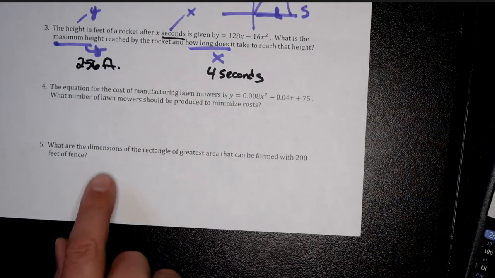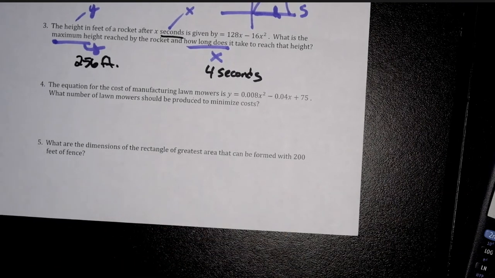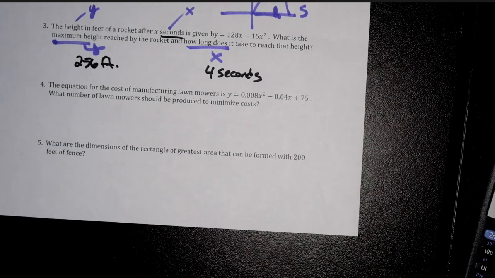Now, if we look at number 4 here, no, sorry, that was number 4. Let's look at number 5 now. Number 5 looks like this. It says, what are the dimensions of a rectangle of greatest area that can be formed with 200 feet of fence? Now, we talked about a similar one when we did the fencing task in that one video, so you could use that to help you out. But what we really need to do here is come up with the equation ourselves.